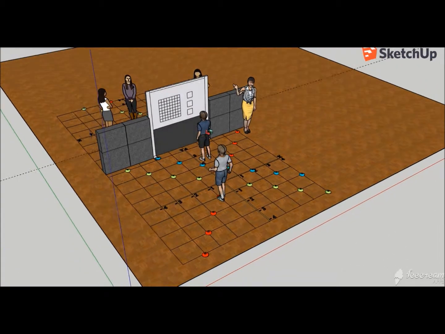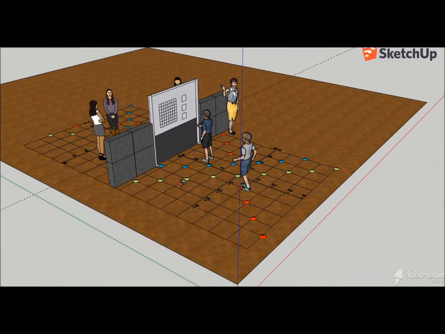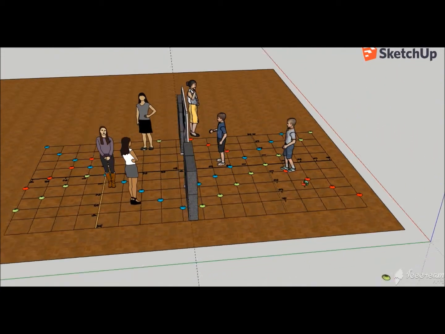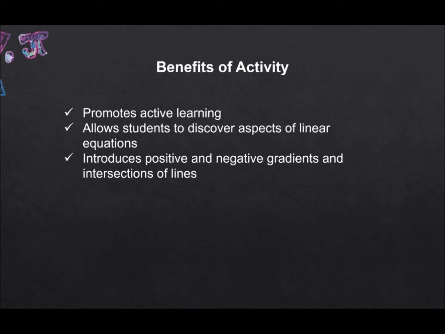This activity allows students to take control and interact with each other by coming up with strategies and using problem-solving skills to win. Staff can aid students in reading out coordinates appropriately and ensure that they are plotting the graphs correctly. Staff can also assist in any further explanations regarding the number plane. The benefits of this activity are that it promotes active learning and allows students to discover aspects of linear equations such as positive and negative gradients and the intersections of lines in an enjoyable and engaging way.